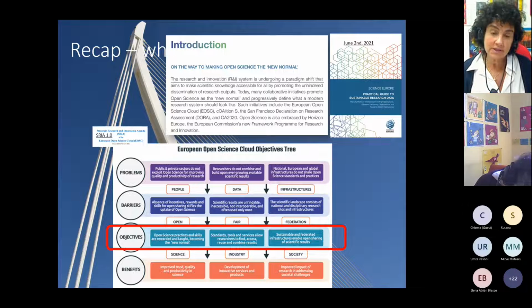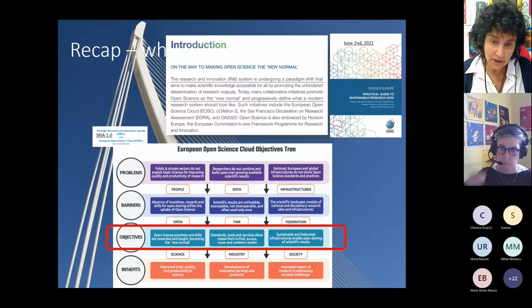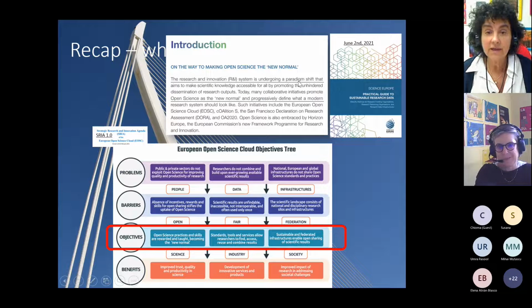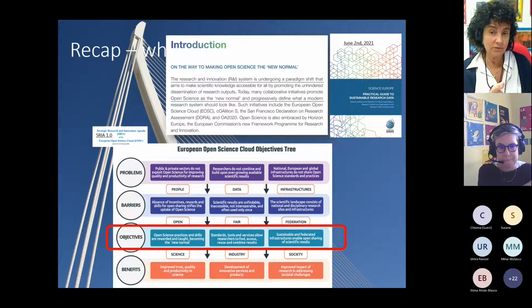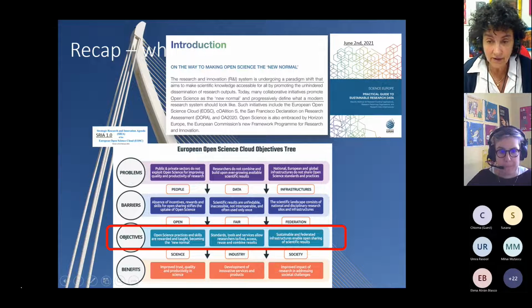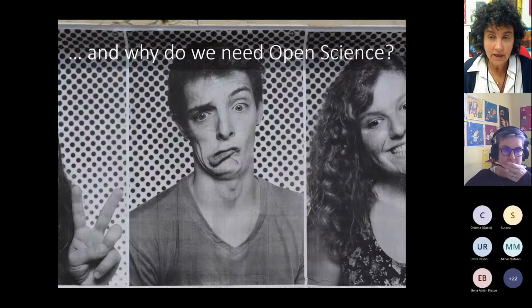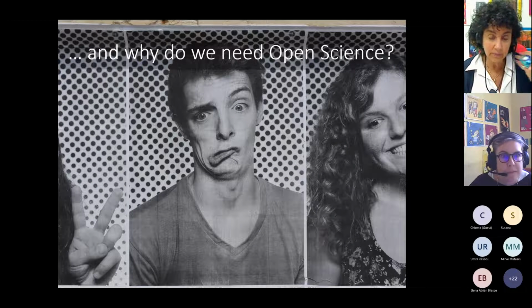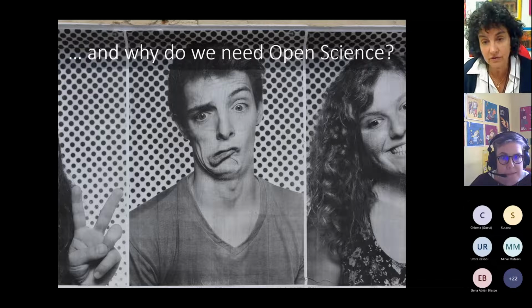So is it just a mandate? No, it's the new way of doing science, as you can see here. It's a paradigm shift. So it's becoming the new normal. Either you learn how to do open science or you are out of all this process going on at European level. And why do we need open science? Again, just a short recap. Please refer to the previous recordings if you were not with us during the first lessons.